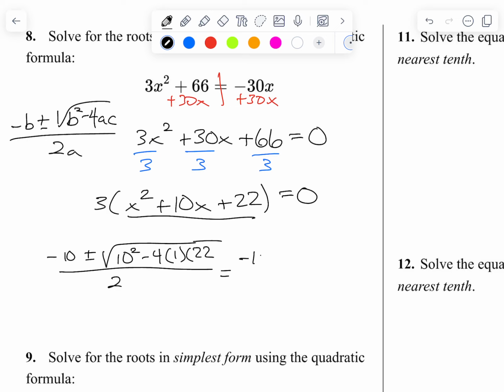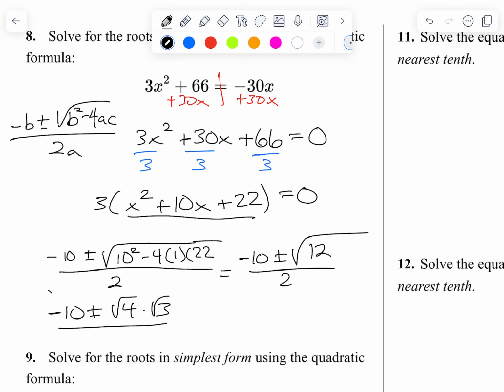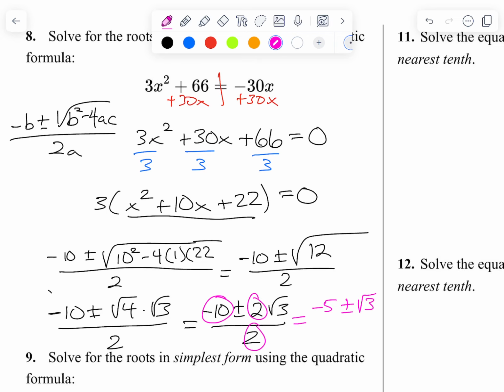So we get negative 10 plus or minus. This will be 100 minus 88, which is 12. And taking a look here, I know 12, I can rewrite that. So I'm going to write it as negative 10 plus or minus square root of 4 times the square root of 3 is 12 over 2. Negative 10 plus or minus 2 times the square root of 3 over 2. All of these things are divisible by 2. So my final answer is going to be negative 5 plus or minus the square root of 3.